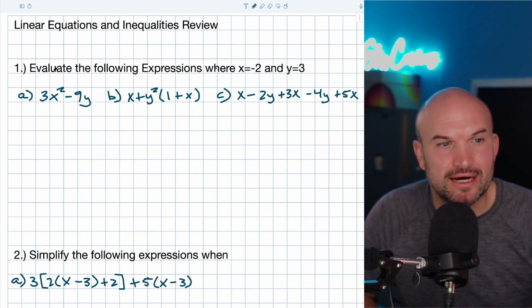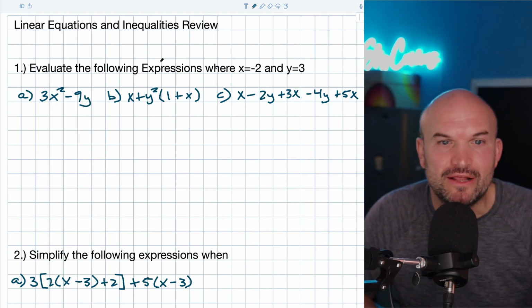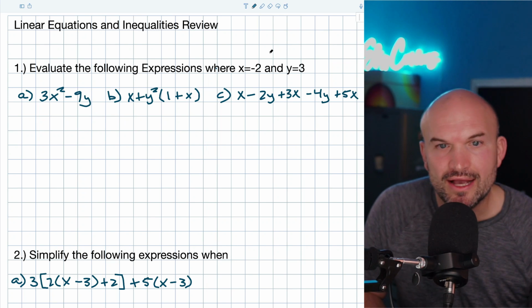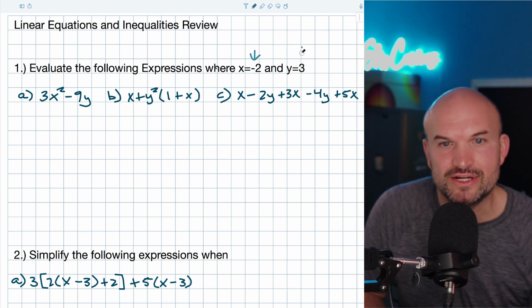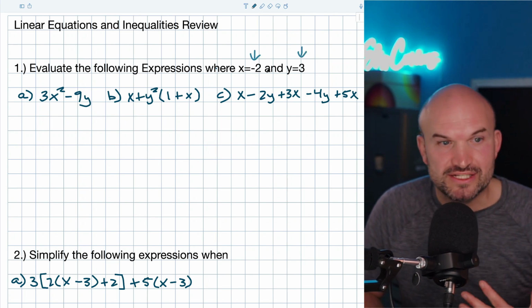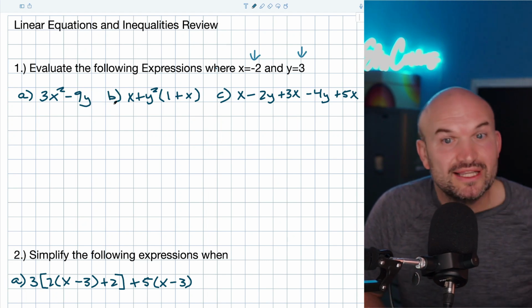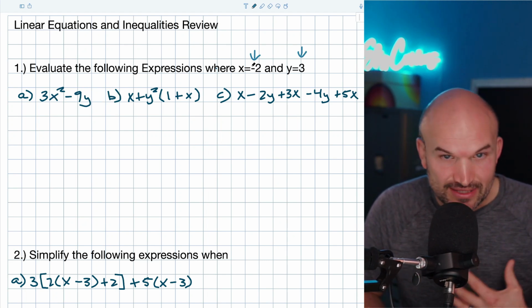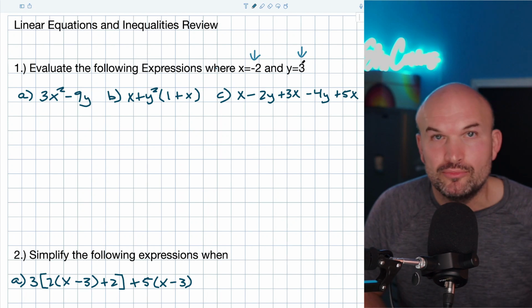The first example I want to review is: evaluate the following expressions where x equals -2 and y equals 3. The main thing I want you to understand here is that those are the values of the variables. So whenever we see an x, we replace it with -2, and whenever we see a y, we put in a 3.